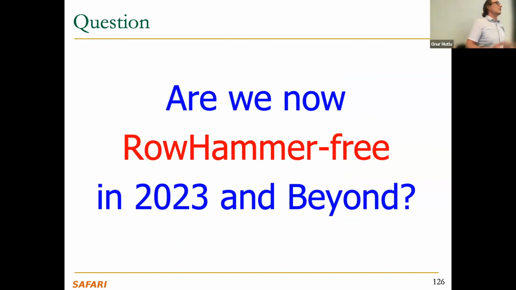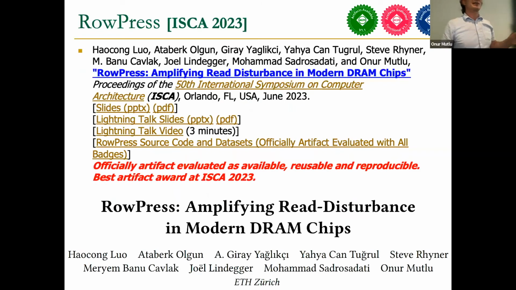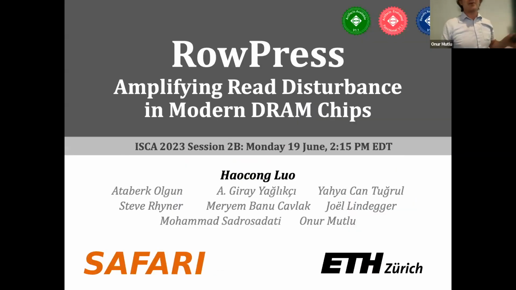So, okay, the question is, of course, are we now RowHammer free? I'm not going to answer that question, but I'm going to answer something that says maybe we have other things to worry about also in addition to RowHammer. Any questions so far? Okay, so I'm going to talk about RowPress.